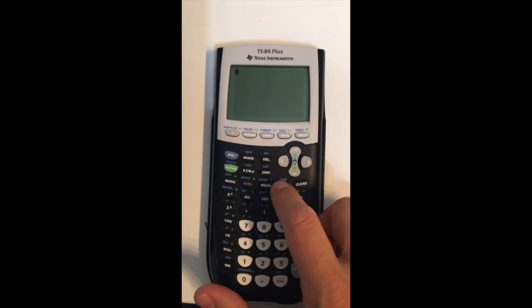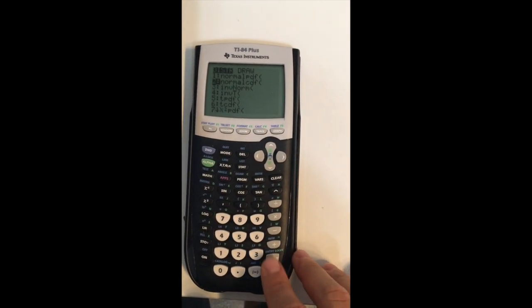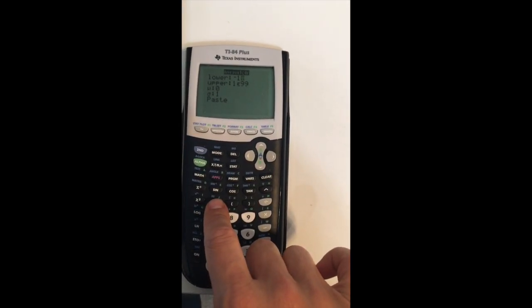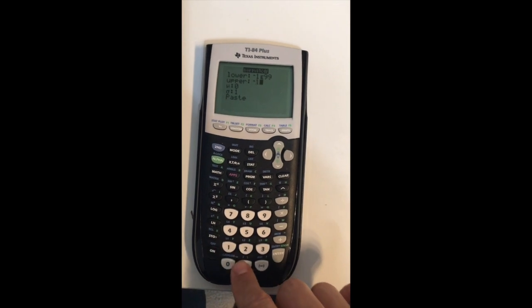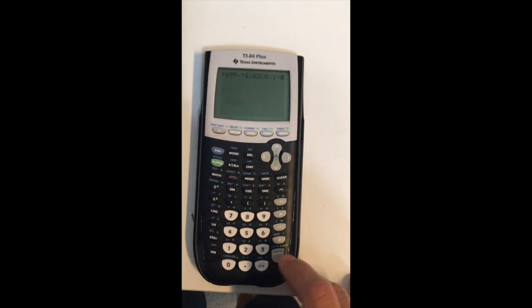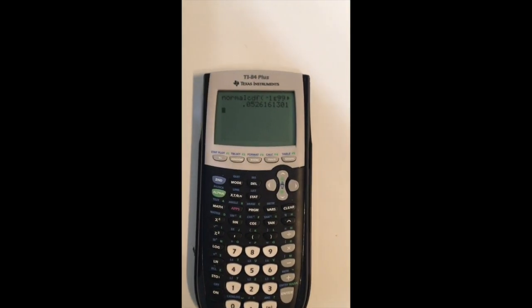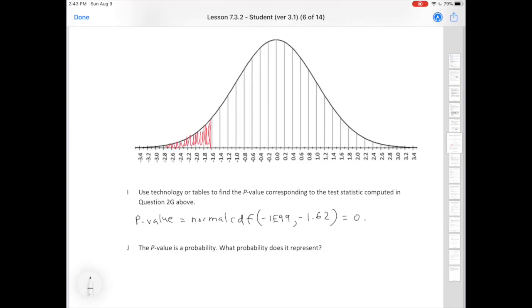So coming over to our calculator, remember we want to use normal CDF, which is this distribution button. So I'm going to do second DISTR, and I'm going to go down to normal CDF. The lower limit is negative 1 EE 99, and the upper limit is negative 1.62. So go down to paste, hit enter, and we get 0.0526. I'm going to round that to 0.053. Okay, so we get 0.053.